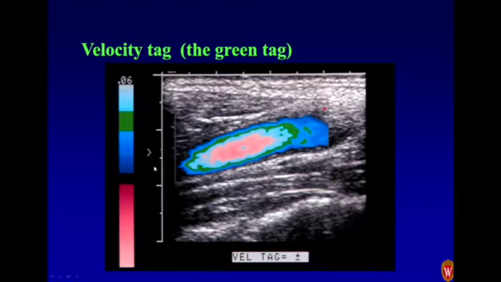I got really fancy with this image. So this is flow coming towards the transducer, and so the deep blue hues, that's the slowest flow, and you can see right up against the wall.